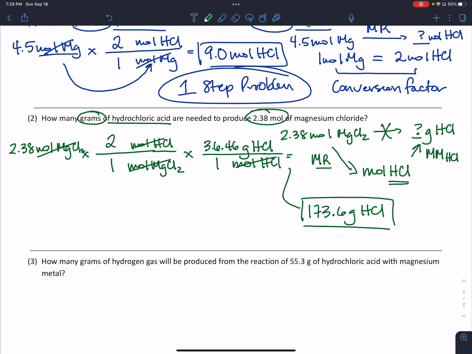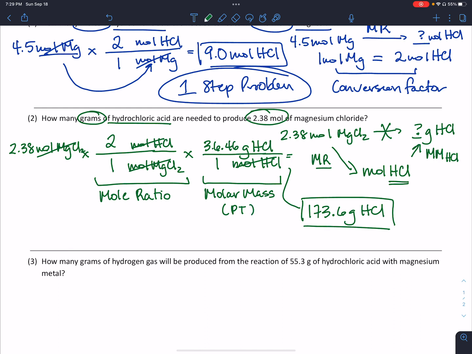Now if we go back and look, this step is our mole ratio step, and again, we needed those coefficients from that balanced chemical reaction. This step is a molar mass step, and for that, we needed the periodic table. So make sure you have your periodic table handy when you're working these problems. Because we had grams and moles, instead of being one step like we saw before, this is a 2-step problem.